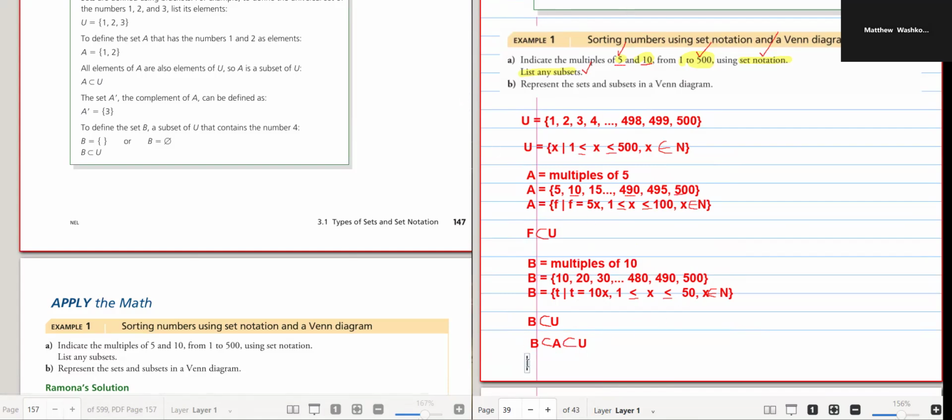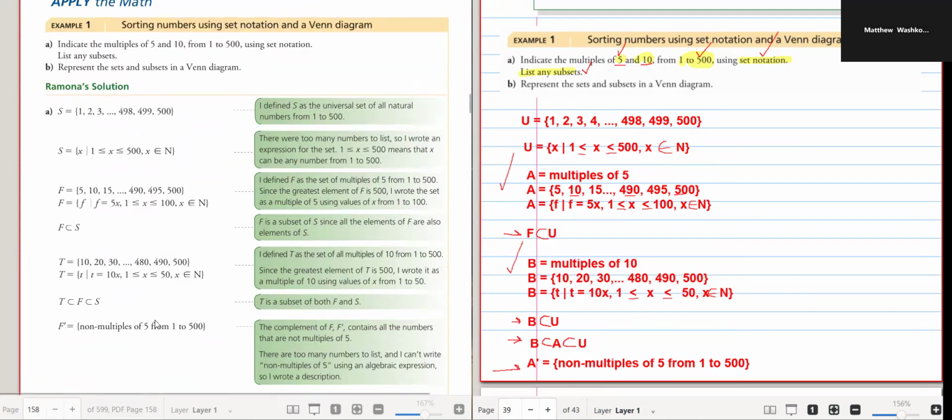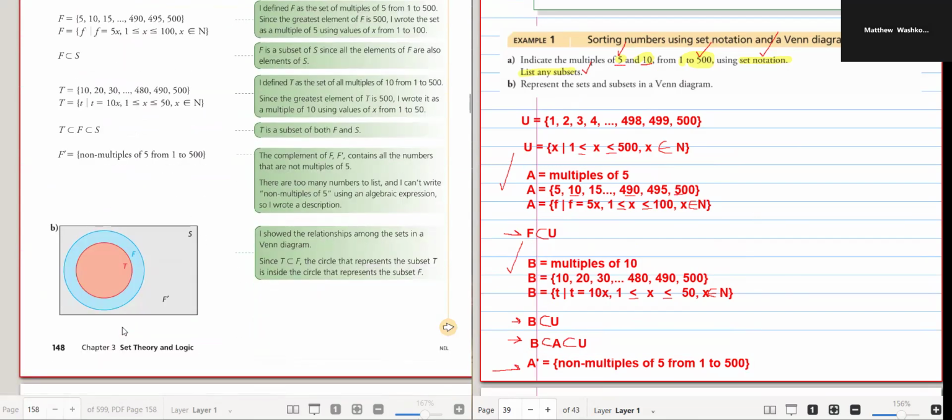And then finally, we would say that A prime is equal to the non-multiples of 5 from 1 to 500. That's another thing we could do there. So these are all examples of answering this question. Here are all of our subsets: our multiples of fives, our tens. We're showing how these are related to our universal data set, and then we're showing the outliers, the things that don't exist.